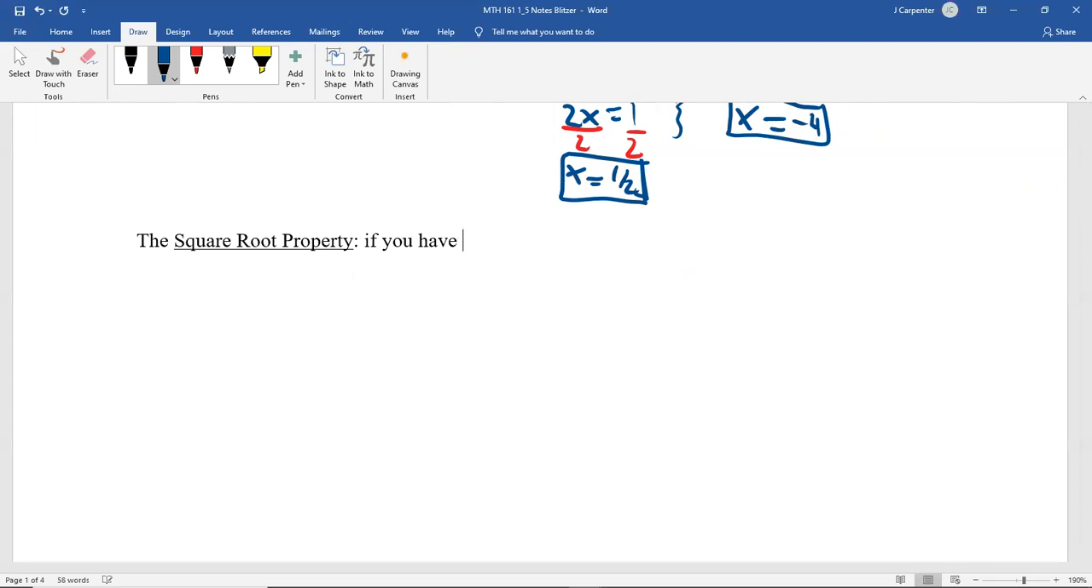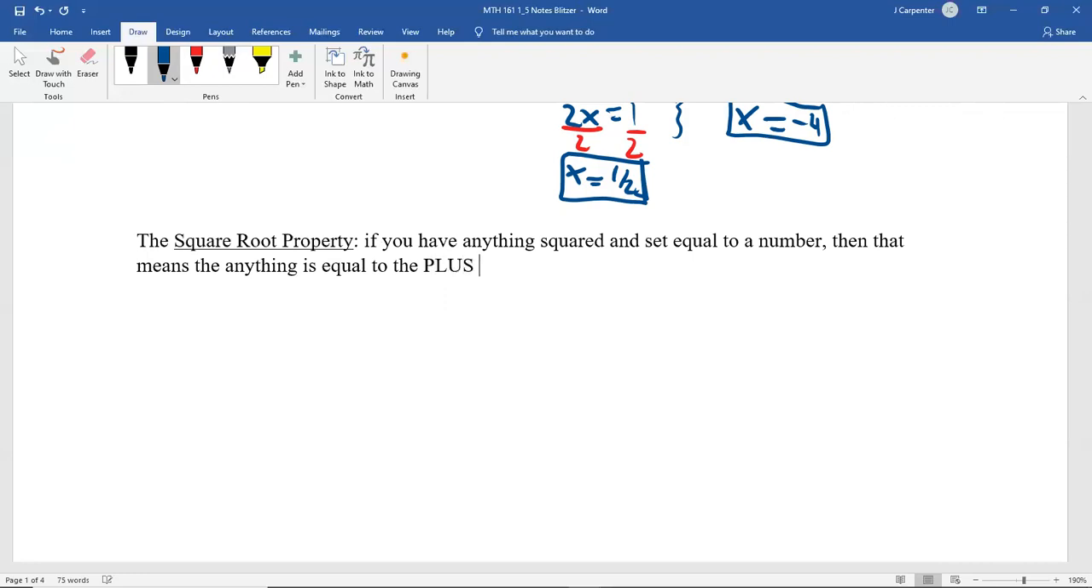If you have any number squared, sorry, if you have any, not any number, anything squared and set equal to a number, then that means anything is equal to the plus or minus square root of the number.